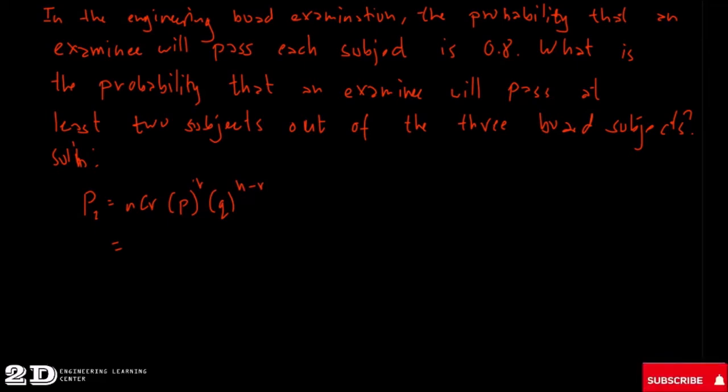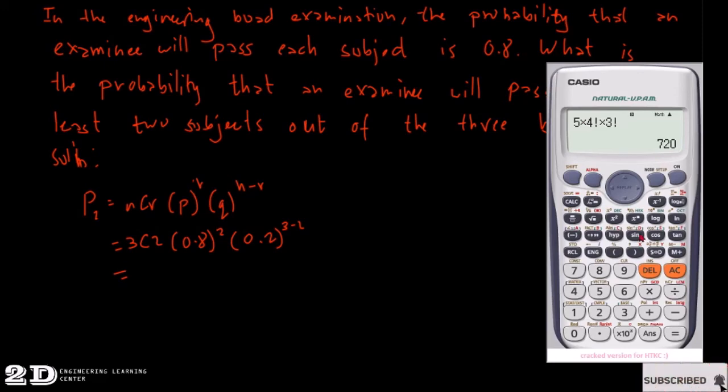Okay, now we will substitute. This will be 3 C 2, then the probability of passing a subject, 0.8 to the power of 2, and the probability of not passing the subject, 0.2, to the power of 3 minus 2. Now we use our calculator: 3 nCr 2 times 0.8 raised to the power of 2 times 0.2 raised to the power of 1, because it is 3 minus 2.